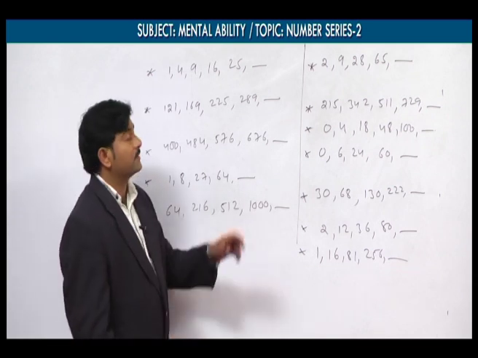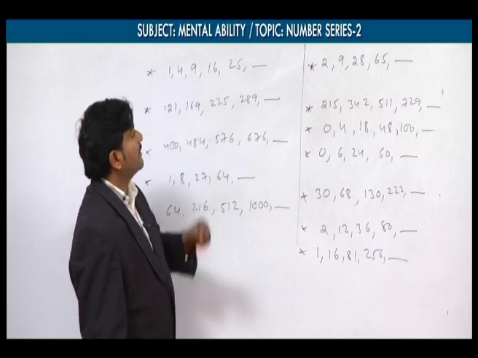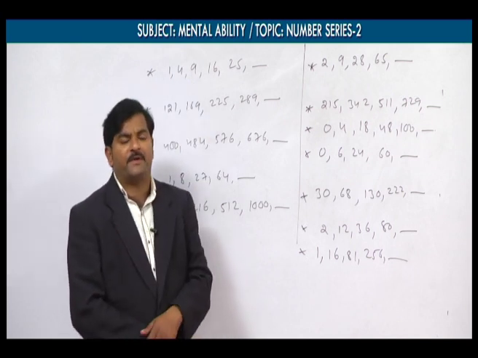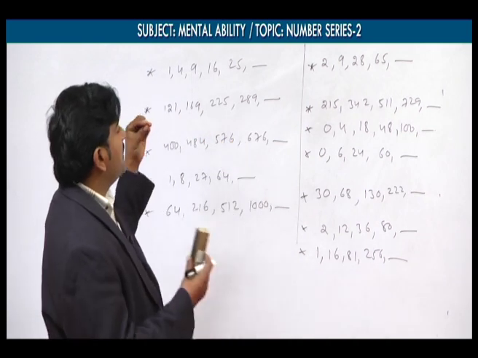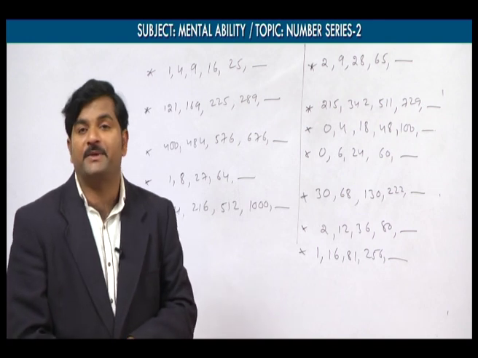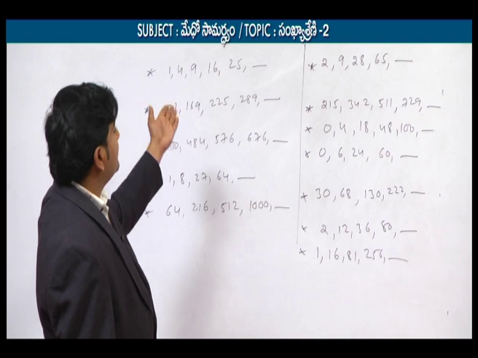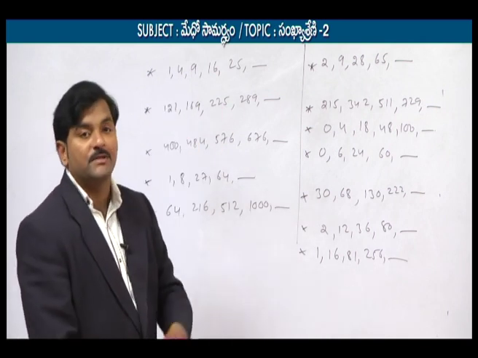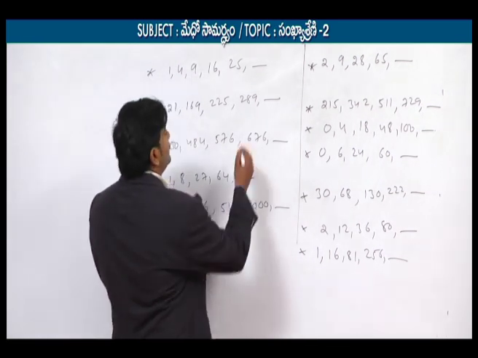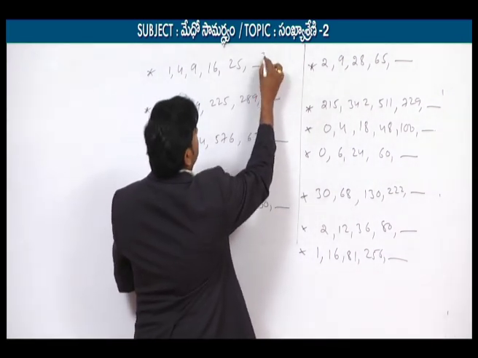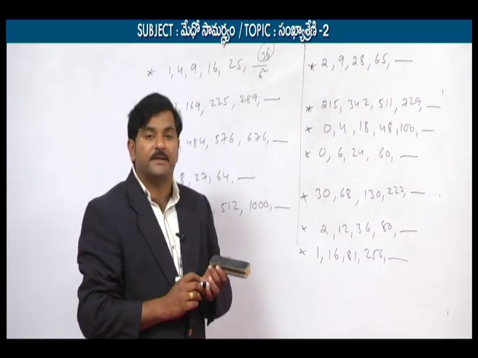The first question is as follows: 1, 4, 9, 16, 25. It is very clear; we need not discuss anything. By observation we can say it is simply a square series, because 1 square, 2 square, 3 square, 4 square, 5 square. So what will we get next? Obviously 6 square. We know 6 square is equal to 36. This is the example for the square series.